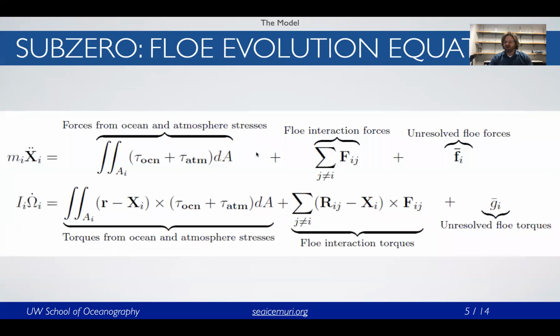And so to describe our model in a little bit more detail, we'll start off here with the floe evolution equations. These represent the conservation of momentum, both linear and angular momentum. The first term physically represents forces from ocean and atmospheric stresses. The next term physically represents the floe-floe interactions that are involved in the model. And lastly, there can be forces from unresolved floes. At the time being, these are not incorporated in our model, but we hope to include them in future iterations.